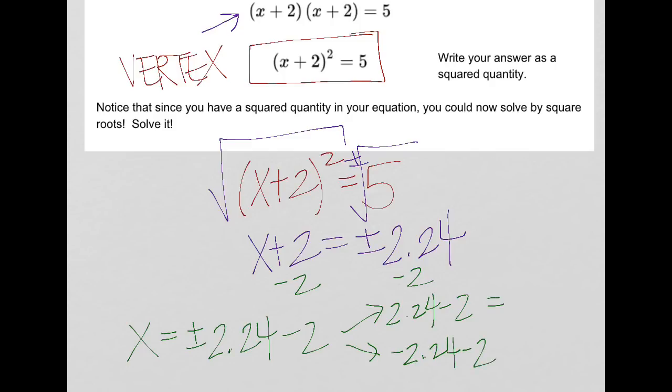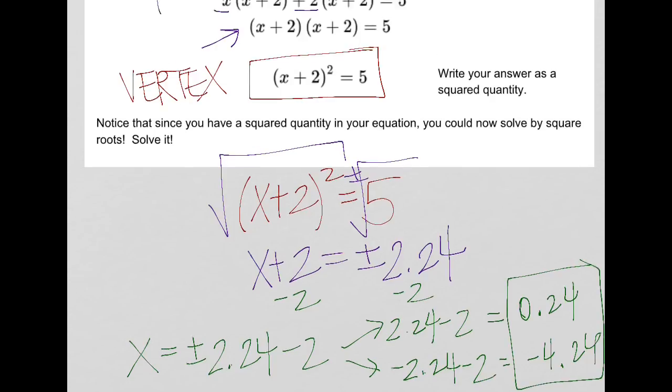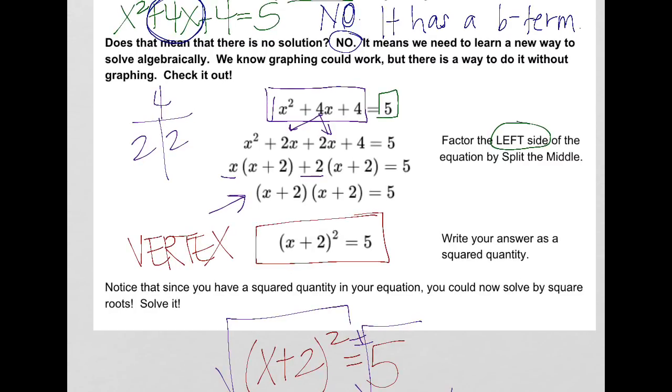Positive 2.24 minus 2 will give us 0.24, so that's one answer. And negative 2.24 minus 2 is negative 4.24. So we were able to finally come up with two solutions to that quadratic, and the whole point was we basically went from standard form and we created a vertex form of that same equation. And that's essentially what completing the square is.